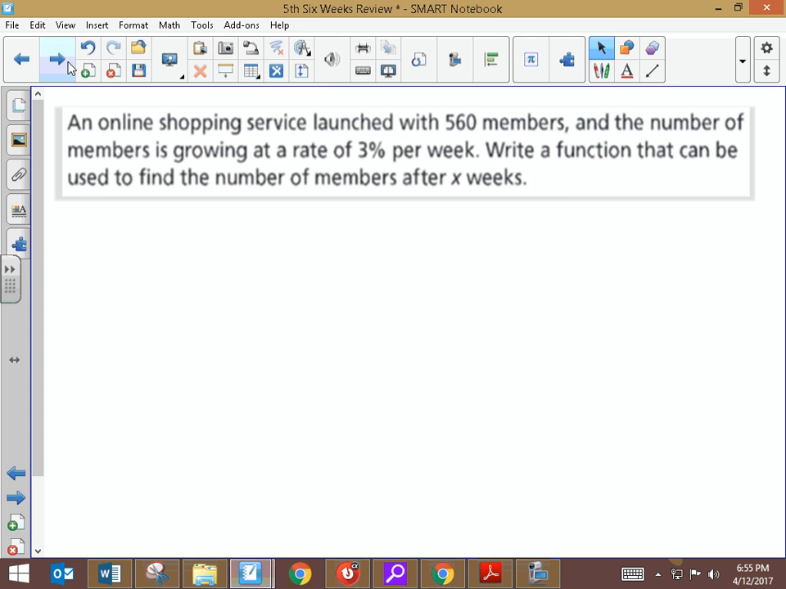An online shopping service launched with 567 members, and the number of members is growing at a rate of 3% per week. Write a function that can be used to find the number of members after X weeks. Well, this is pretty simple there. We know that exponential equations look like this. Well, A is the starting value, and B is the rate of growth. And again, if I want B to grow, then I have to add 1 to whatever the rate is.